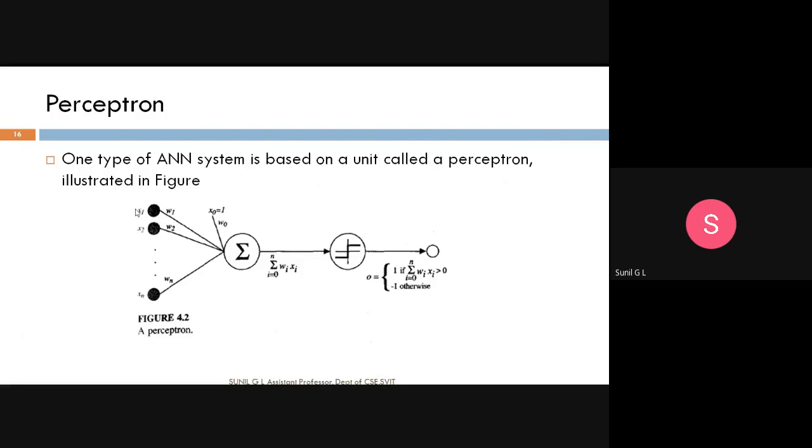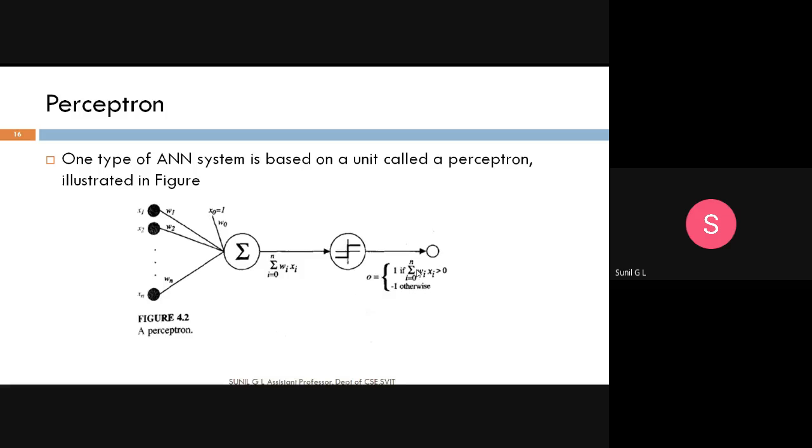Here we have n inputs, x1 to xn, for the perceptron. For each one we have a weight, and we also have a bias. We multiply each input with its weight, x0 with w0 and so on. After that we do a summation, and then we convert it into another form using an activation function. That will be the output.